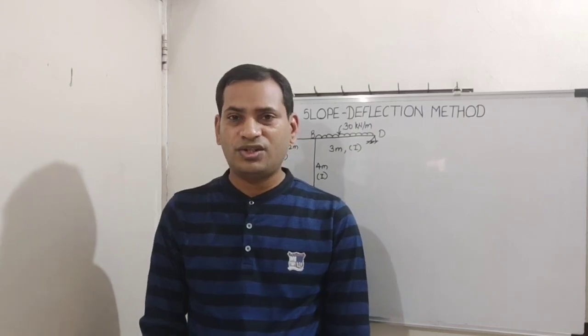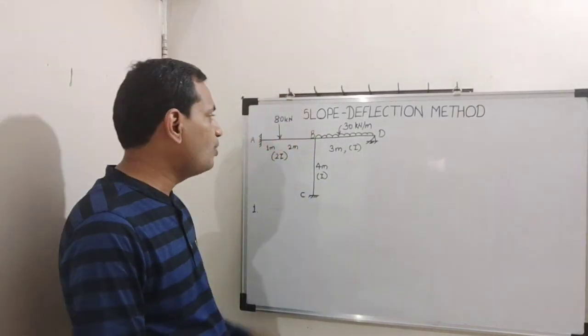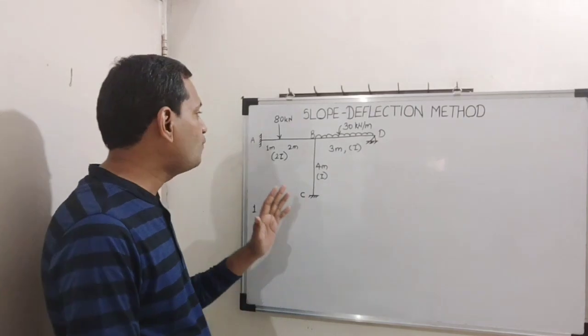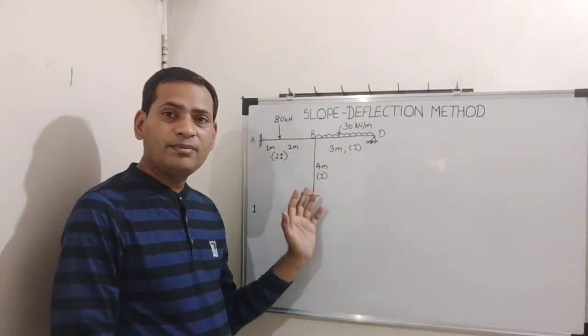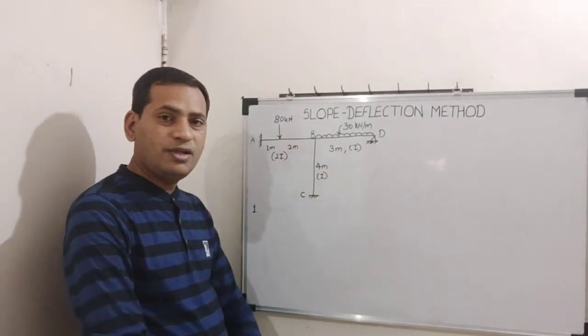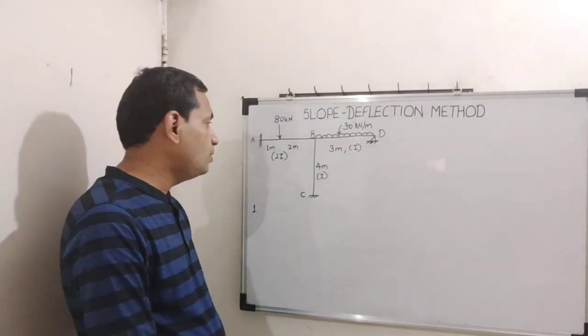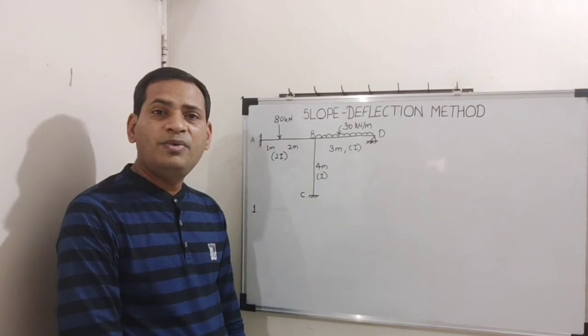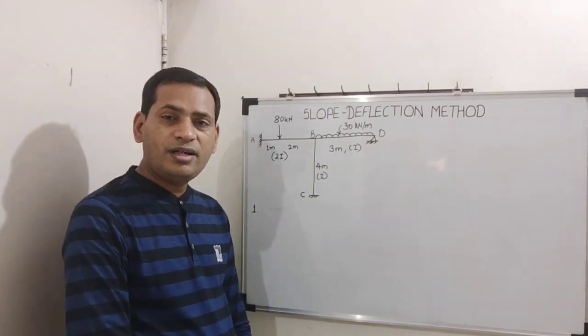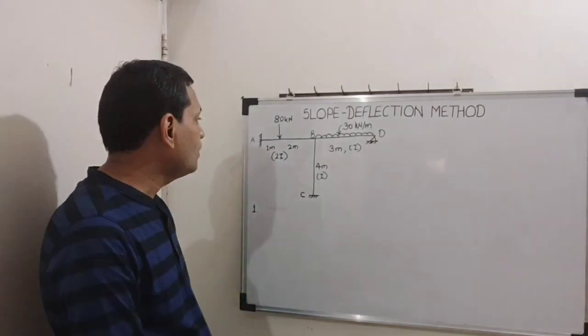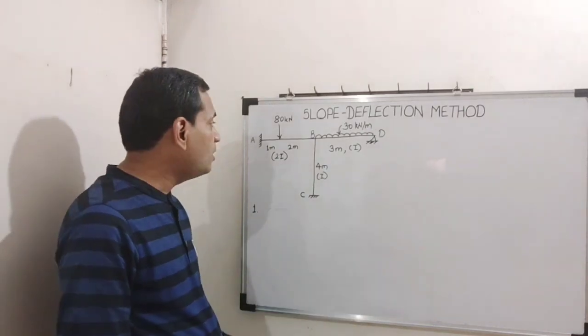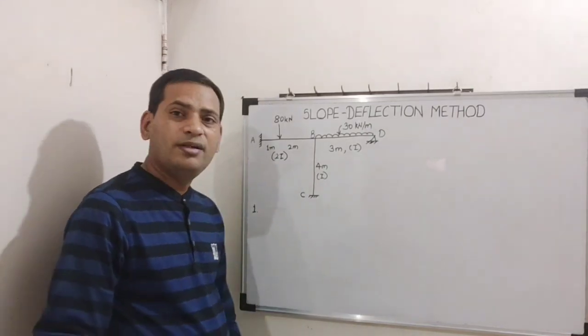Okay, so let us start. So this is our today's problem. There is one portal frame and at joint B, if you can see, there are three members meeting. So our equilibrium equation will be a little bit different from earlier problems. So let us start with our analysis procedure.